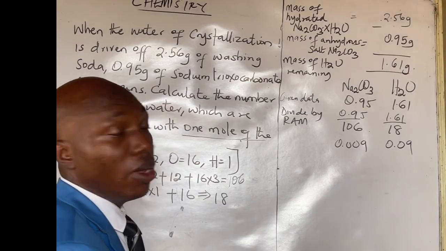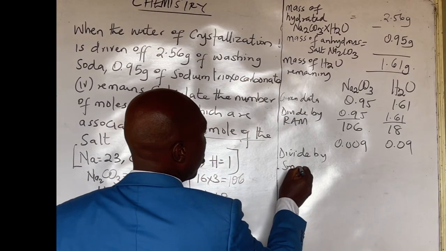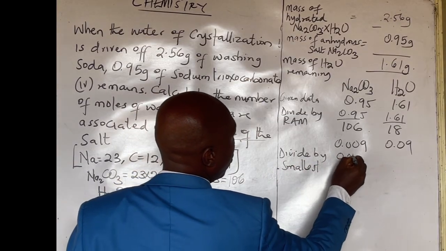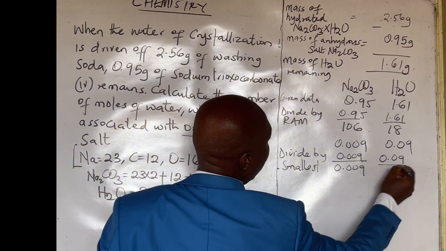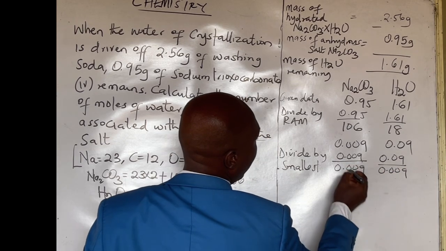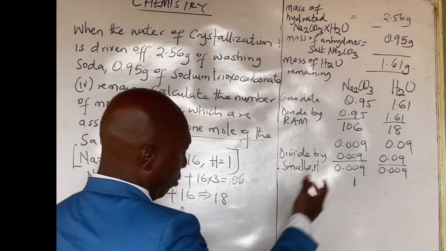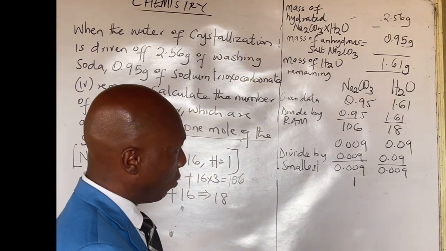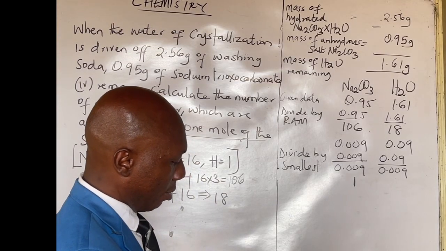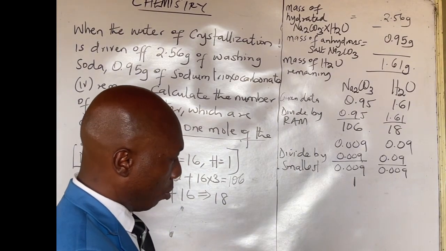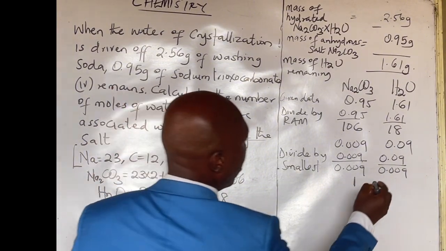Then we divide by the smallest. We divide by the smallest, which is 0.009. This is the smallest already. So we have 0.009 divided by 0.009, that's 1. And 0.09 divided by 0.009, we have 10.